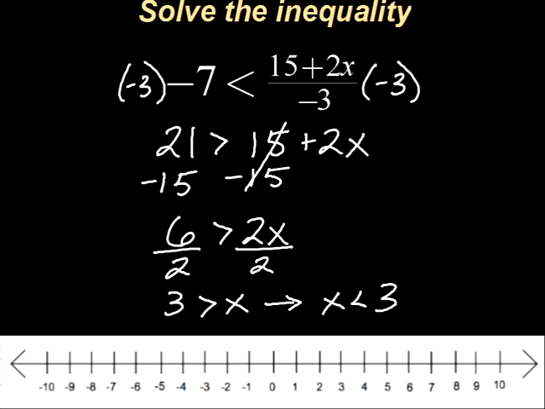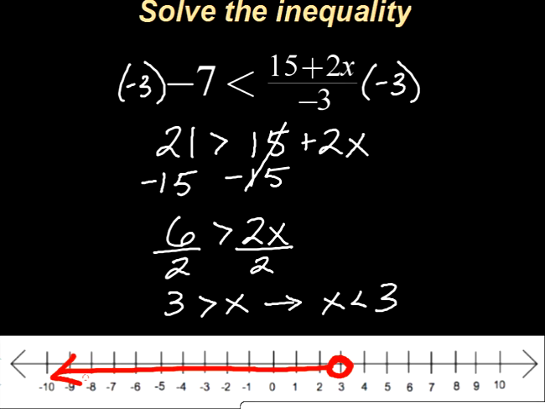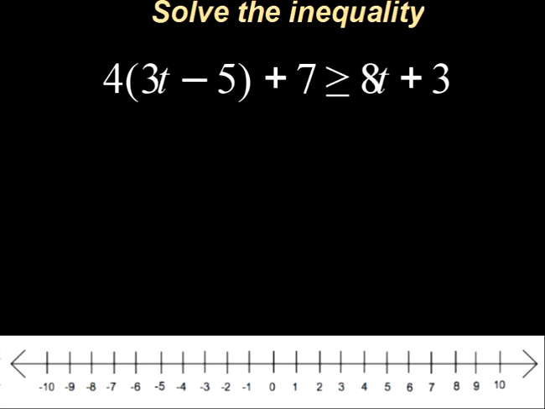All we have to do from here is find 3 on the number line and graph our solution. Since we are not including the 3, we will leave that as an open circle and draw our arrow to the left, indicating that our solution here is any value less than 3. Let's look at another example.